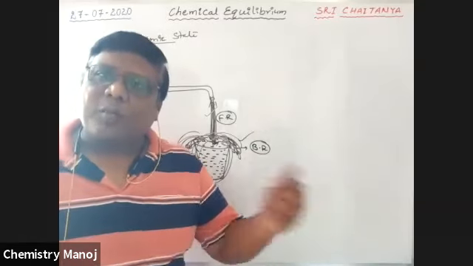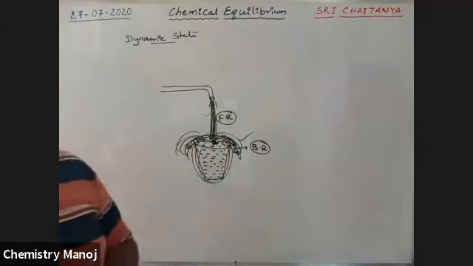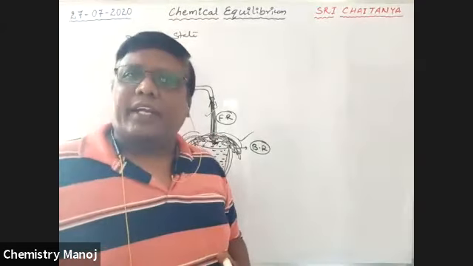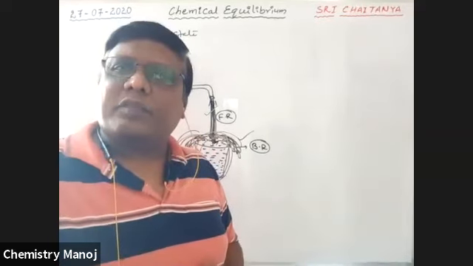There is no increase in the volume of water and no decrease in the volume of water. So that particular state is called the dynamic equilibrium stage.